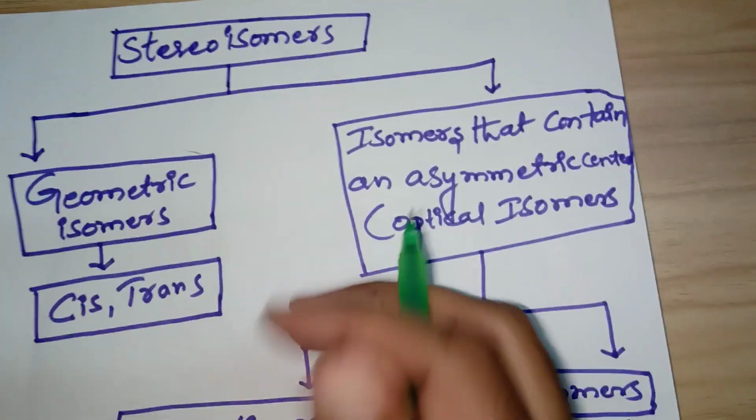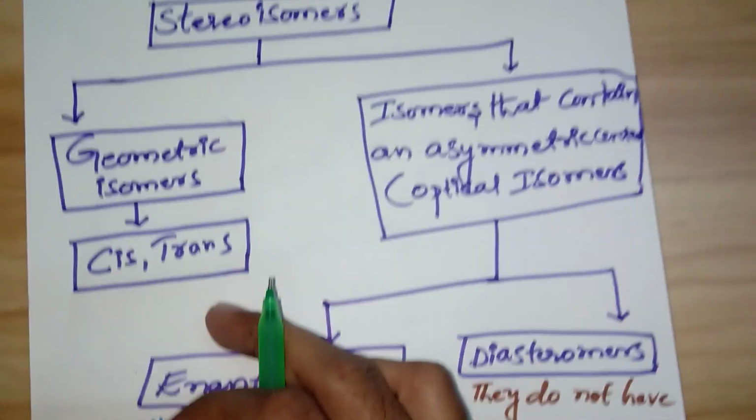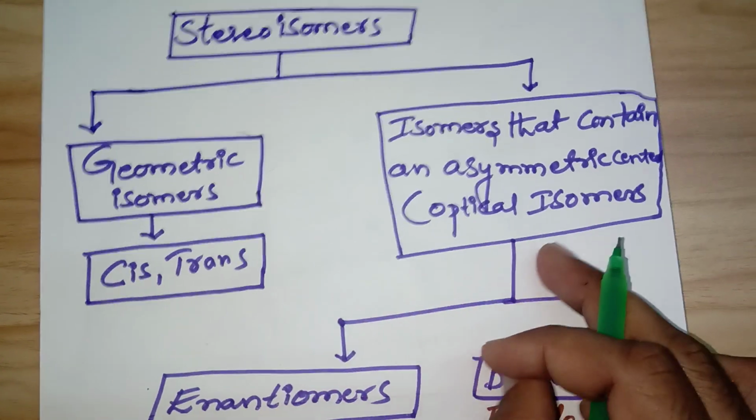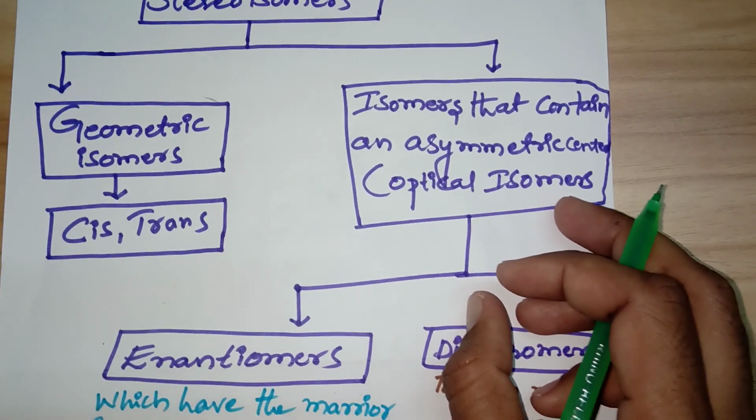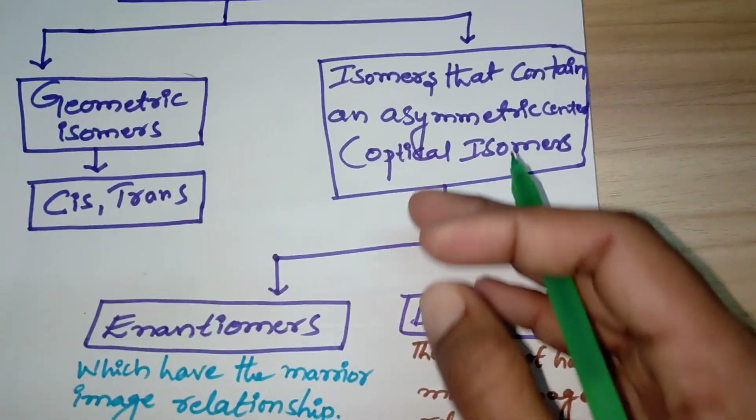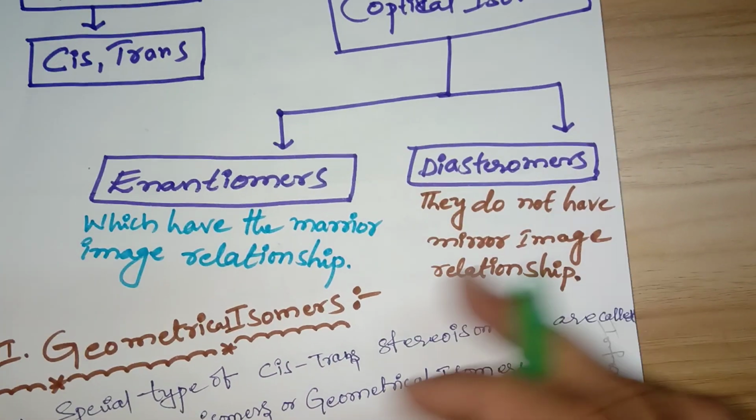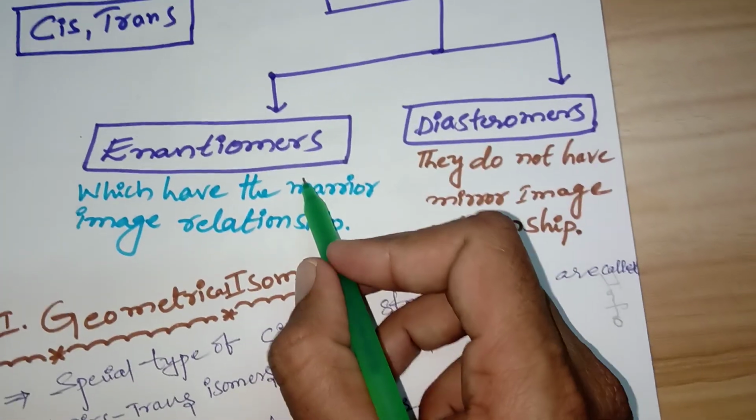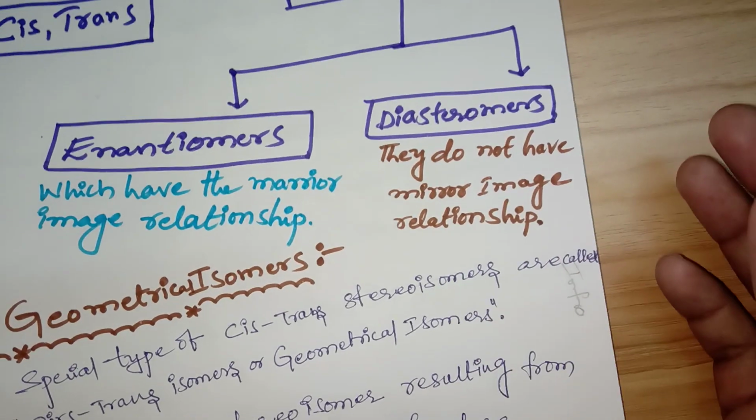Stereoisomers are mainly of two types: geometrical isomers and optical isomers. Geometrical isomers are nothing but cis and trans isomers, right? An optical isomer is an isomer that contains an asymmetric center. Optical isomers are again mainly of two types: enantiomers and diastereomers, right? Enantiomers are those which have a mirror image relationship, and diastereomers are those that don't have a mirror image relationship.